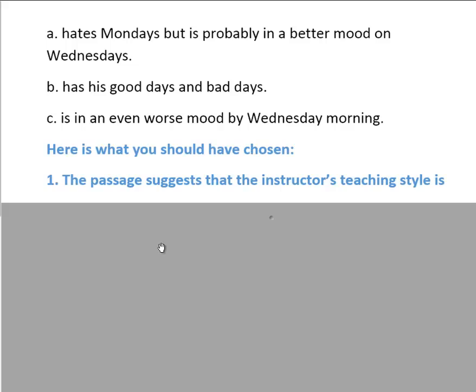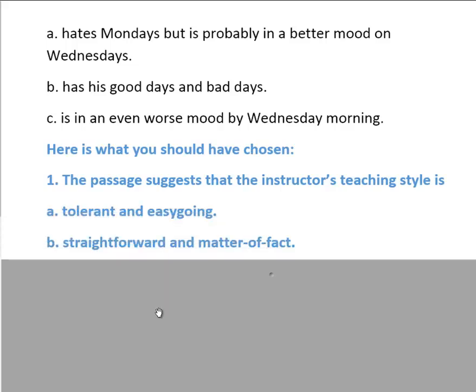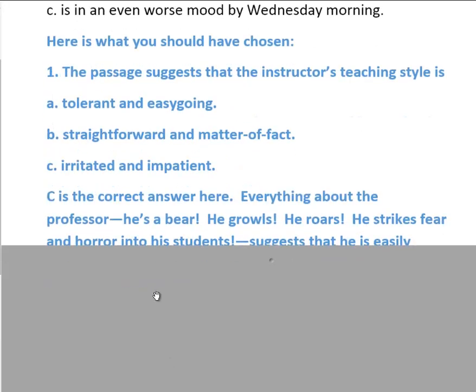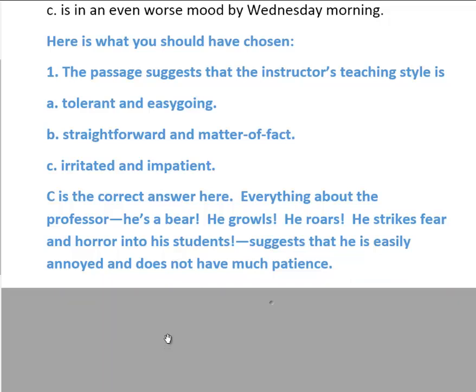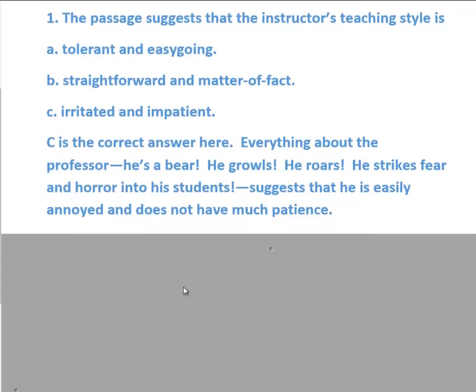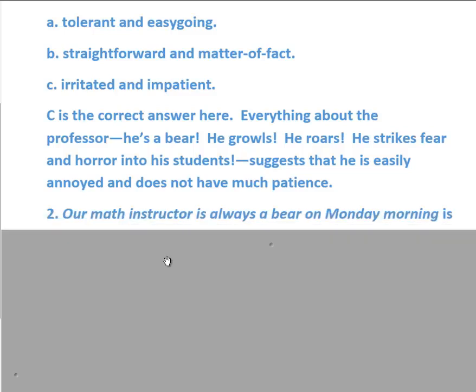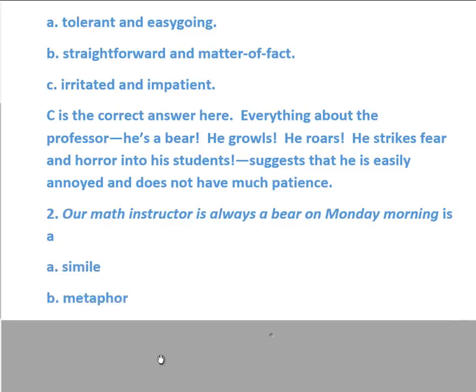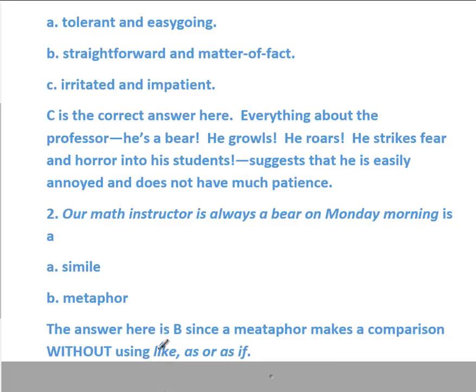Number 1, the passage suggests that the instructor's teaching style is, you should have chosen C. C is the correct answer for this one. Everything about the professor, he's a bear, he growls, he roars, he strikes fear and horror into his students, suggests that he is really easily annoyed and does not have much patience. Number 2, our math instructor is always a bear on Monday morning, you should have chosen A, simile. I'm sorry, B. Here, the answer is B. That's a metaphor since it makes a comparison without using like, as, or as if.